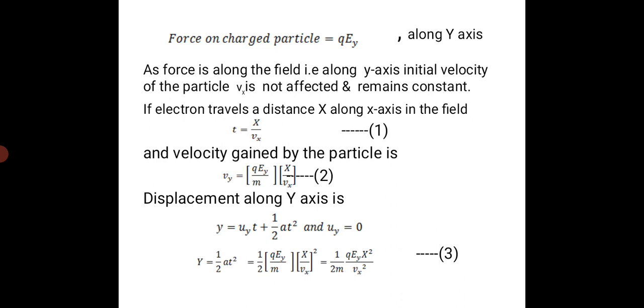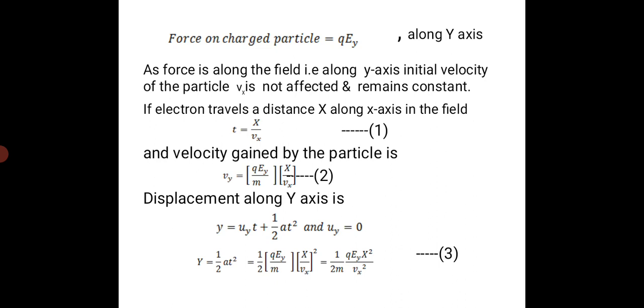The force on a charged particle is equal to Q into Ey along y-axis. As force is along the field, that is along y-axis, initial velocity of the particle Vx is not affected and remains constant. If electron travels a distance x along x-axis in the field, then its time t is equal to x by Vx. Let it be equation 1. The velocity gained by the particle is Vy equal to QEy by m into x by Vx, that is the time. Let it be equation 2.